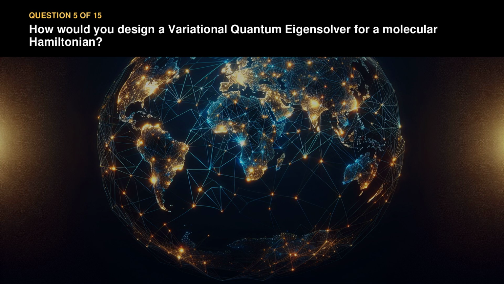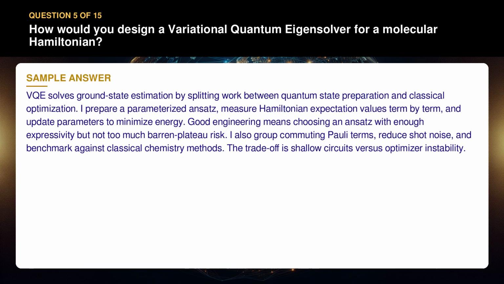Question 5. How would you design a variational quantum eigensolver for a molecular Hamiltonian? VQE solves ground state estimation by splitting work between quantum state preparation and classical optimization. I prepare a parameterized ansatz, measure Hamiltonian expectation values term by term, and update parameters to minimize energy. Good engineering means choosing an ansatz with enough expressivity, but not too much barren plateau risk. I also group commuting Pauli terms, reduce shot noise, and benchmark against classical chemistry methods. The trade-off is shallow circuits versus optimizer instability.